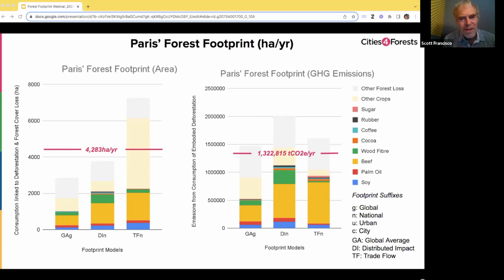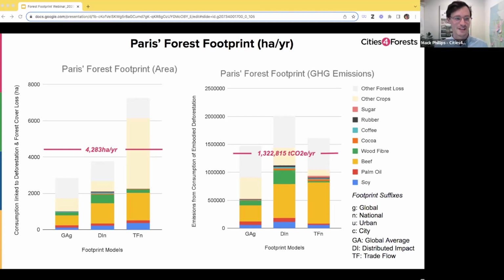And then on the other side, you see that translated into tons of CO2 equivalency per year. That's 1.3 million tons of CO2 per year, just based on the deforestation that is caused by the consumption of one city. That's a big enough number that if you were doing Paris's climate action plan, you'd have to stand up and take notice. It's probably not on there now, and that's why this is so relevant. So back to you, Mac. You're doing a great job.